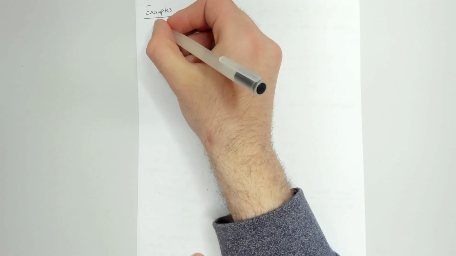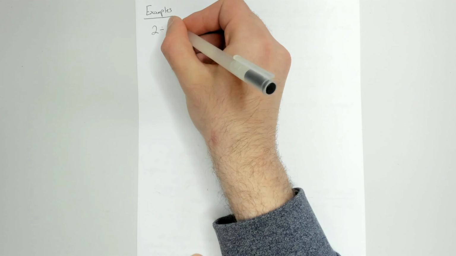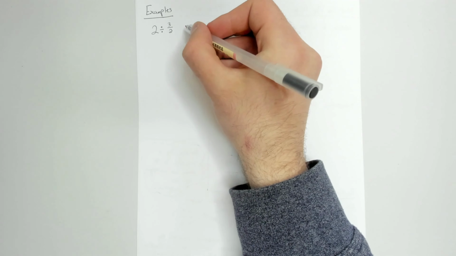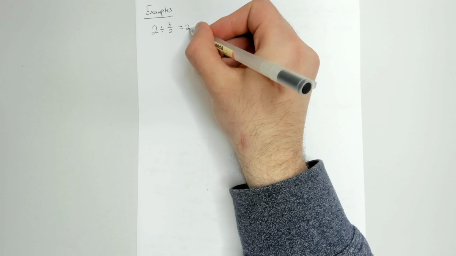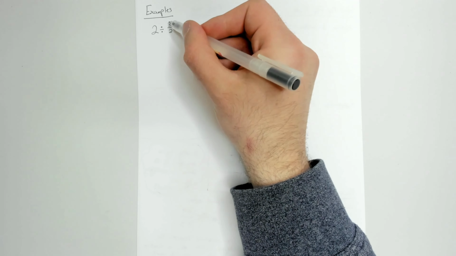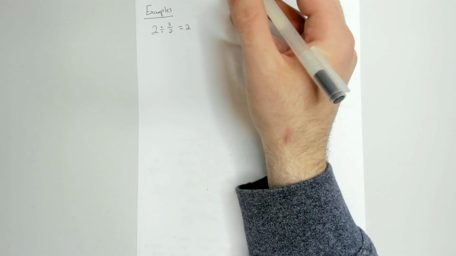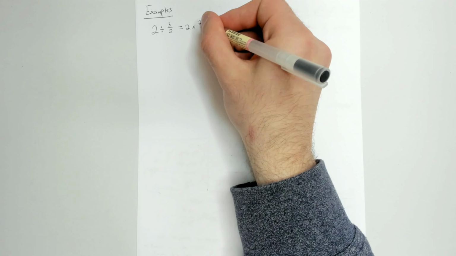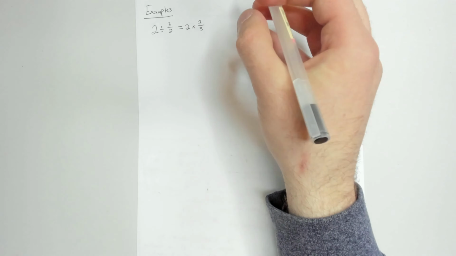All right, so what if I had 2 divided by 3/2? Well, we know that division is the same as fraction multiplication, right? We're just doing the opposite of a stretch by 3 and the opposite of a compression by 2. So we're multiplying by a stretch by 2 and a compression by 3, right? So this is going to be 2 times 2/3.